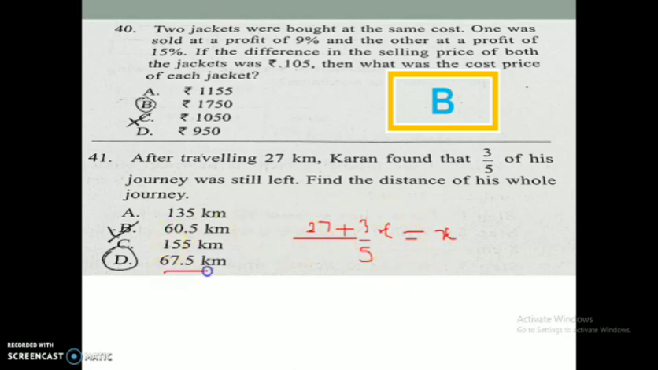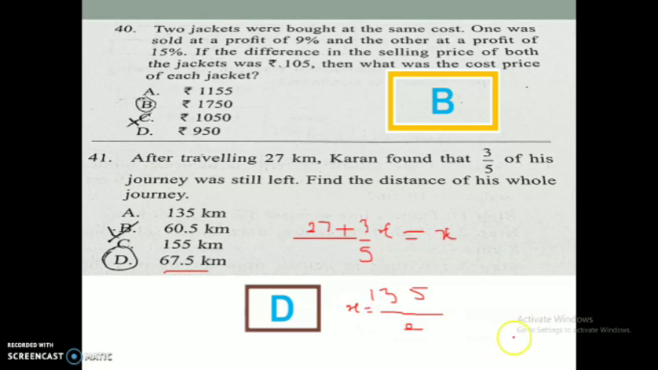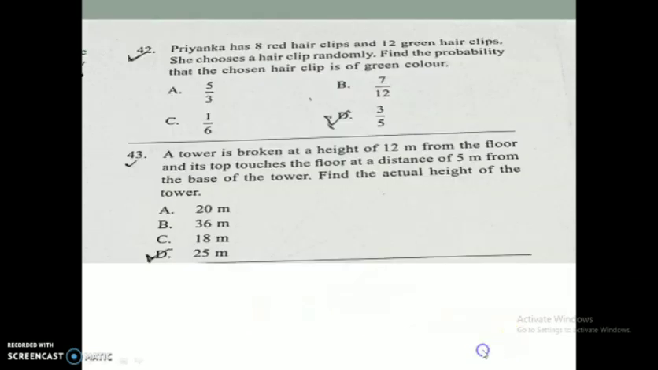So 5 into 27 plus 3x equal to 5x you will get, and then you will solve this. 3x and equal to 5x, so 5x minus 3x you will get 2x, and divide it with 27 into 5 by 2. So this will give you the answer as 67.5 kilometer. Let's see, 27 into 5 is 135 divided by 2. Option D is the answer.